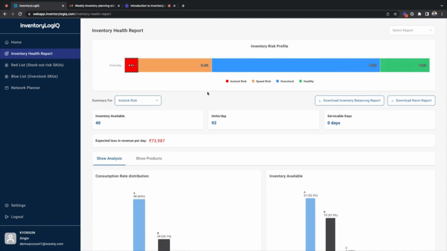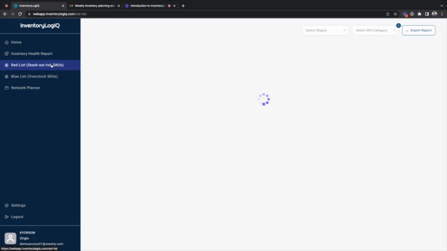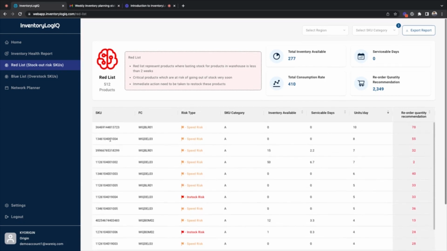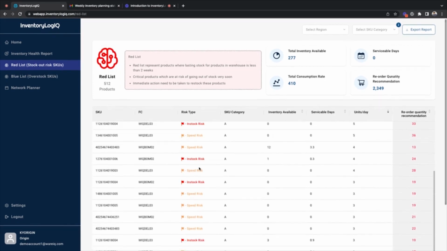Now I'll talk about the recommendations. The first being the recommendations on your stockouts. Here we have this section that we call the red list, where we focus on your stockout risk and speed risk SKUs. Our algorithms will determine that for a particular SKU, where it should be, what quantity it should be reordered, and for which warehouse.